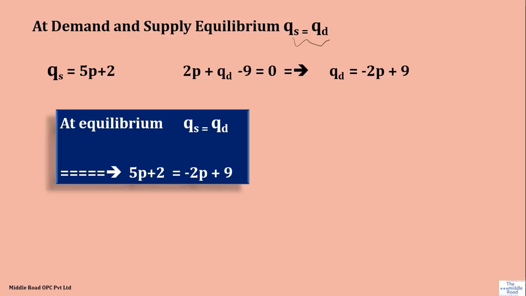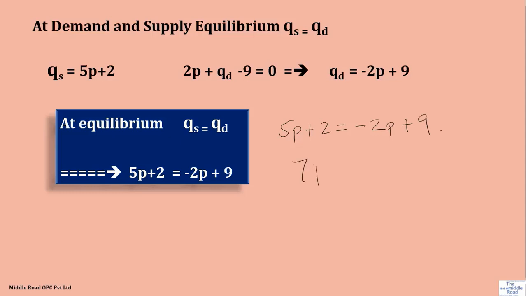QS is equal to 5P plus 2. We look at the next equation and we express QD in terms of P. So we get QD is equal to minus 2P plus 9. At equilibrium, QS is equal to QD. Now you have 5P plus 2 is equal to minus 2P plus 9, and from there we are going to solve it for the value of P.